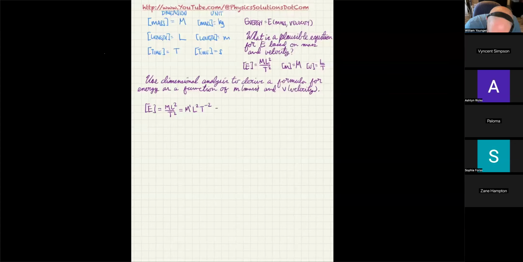Now, I also want it to be a function of mass and velocity. Let's do it this way. I'm going to say E of m and v is equal to mass raised to the p power times velocity raised to the q power. I can't add mass and velocity because they have different units and different dimensions, so you can't add unlike quantities. I can't subtract them for the same reason.